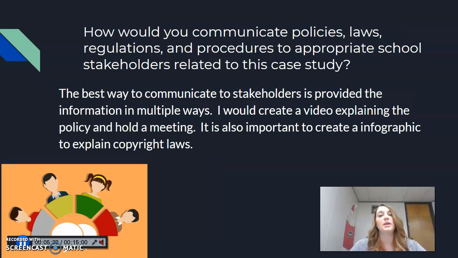How would you communicate policies, laws, regulations, and procedures to appropriate school stakeholders that are related to this case study? So the best way to communicate with stakeholders is to always do multiple ways. You can create a video that is explaining your policy. You can also hold a meeting. Infographics are a really great way to get out the copyright laws. That way people have a quick reference. I would definitely hold a meeting. I would make a video explaining about copyright laws and an infographic. So hold a meeting to discuss what happened, and then create a video over your policy and the copyright laws and an infographic over both.